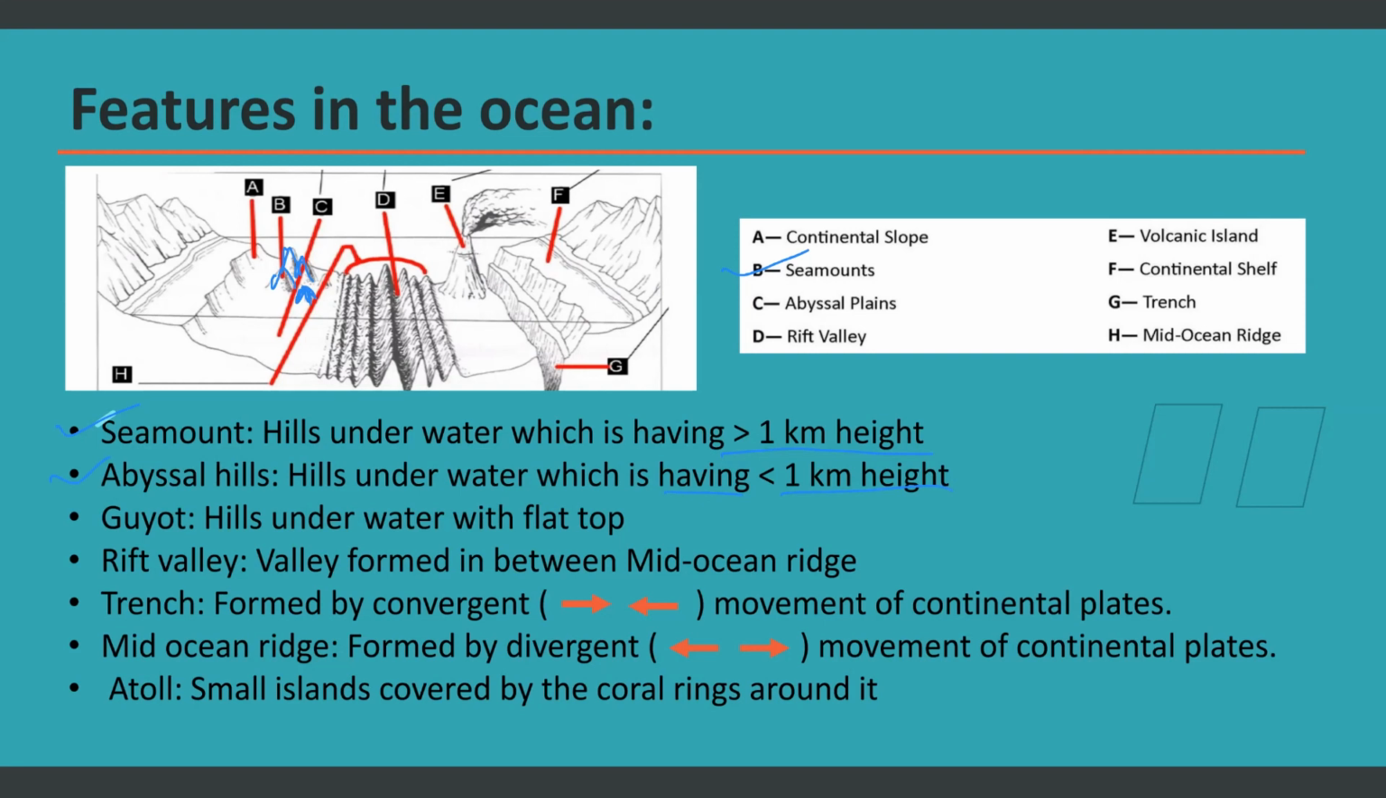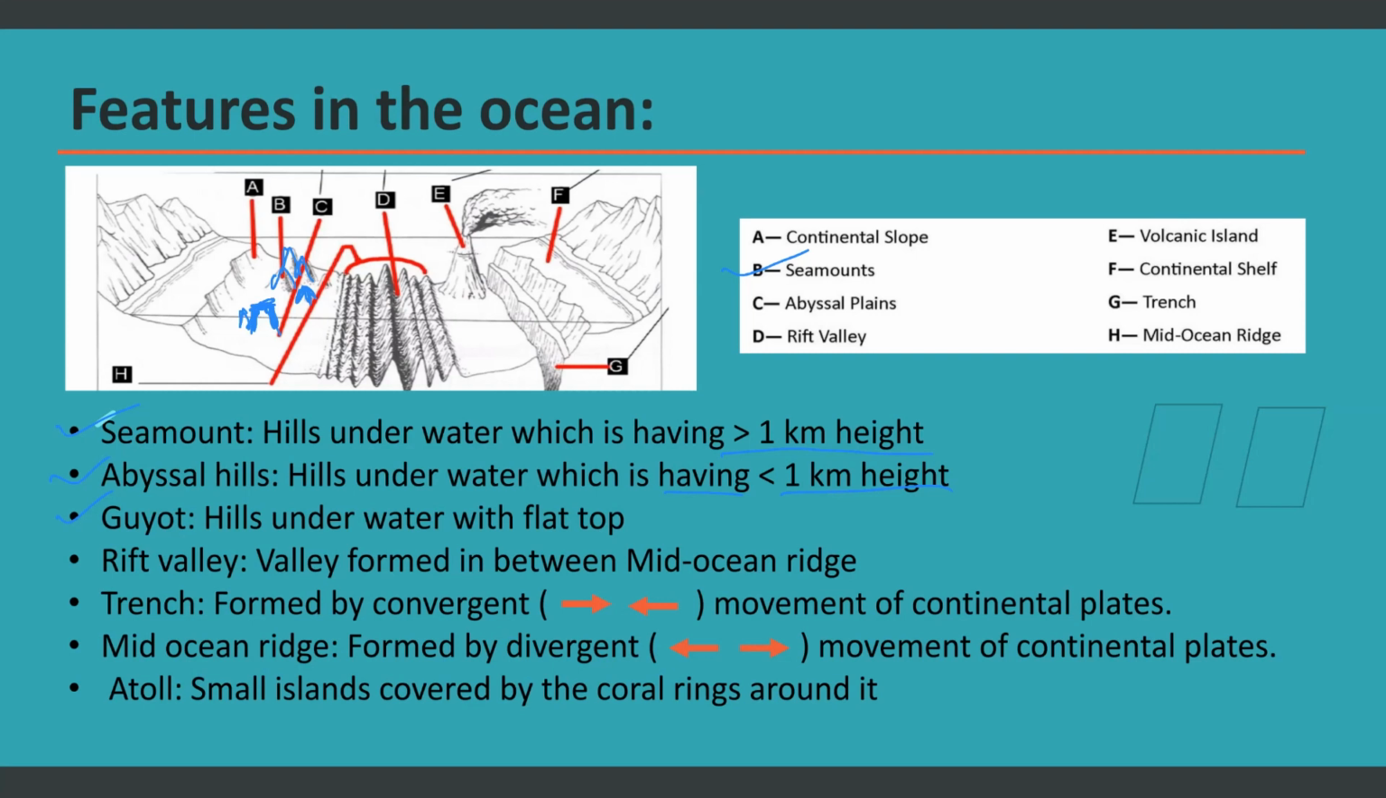Then we also have another feature, that is the guyot. Guyots are those hills which have flat tops. Suppose there is a hill here which is flat on the top. So that particular hill can be called a guyot. This is also a kind of hill, but the top of this particular hill is not sharp. This is flat. So this can be called a guyot.